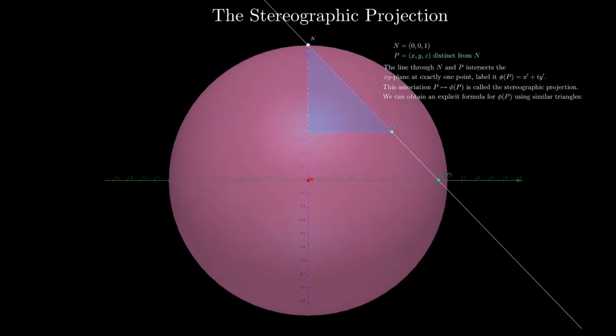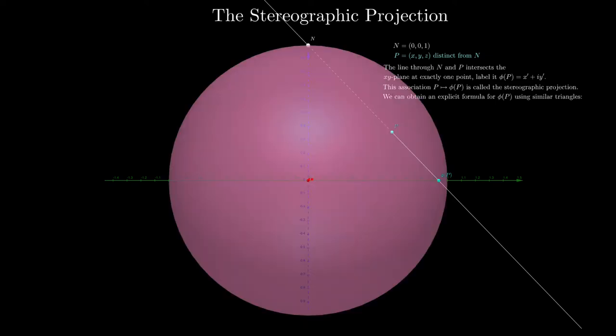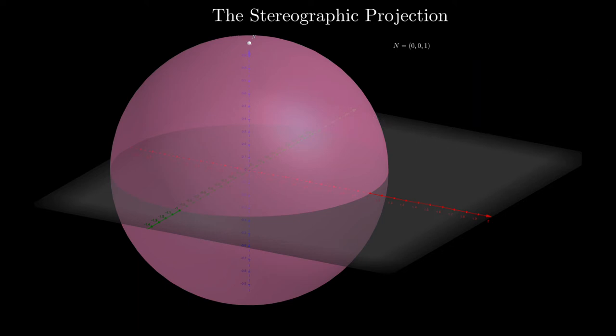Now we're going to switch over to the yz plane and repeat the process. So the blue triangle, its bottom leg has distance y, and the top leg is 1 minus z, and that should be the same as the ratio of the legs of the green triangle, which would just be y'. So we've uncovered how x' and y' relate to x, y, and z. Thus the formula for the stereographic projection is going to be x over 1 minus z plus iy over 1 minus z.